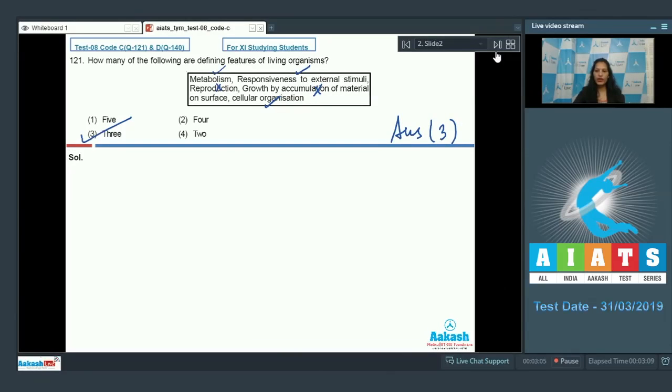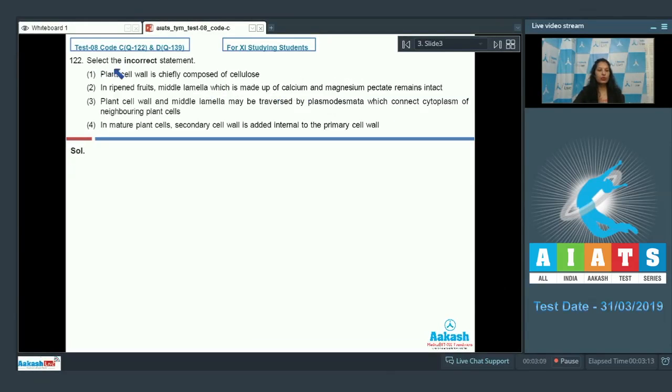Let's move to the next question. Question number 122. Select the incorrect statement. First, plant cell wall is chiefly composed of cellulose. Second, in ripened fruits, middle lamella, which is made up of calcium and magnesium pectate, remains intact. Third, plant cell wall and middle lamella may be traversed by plasmodesmata, which connect cytoplasm of neighboring plant cells. Fourth, in mature plant cells, secondary cell wall is added internal to the primary cell wall. You have to identify the incorrect statement which is mentioned here.